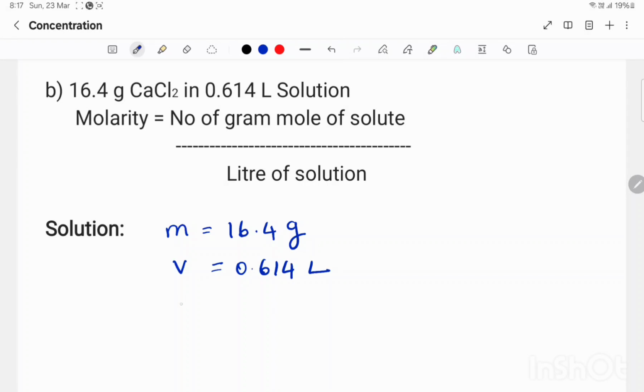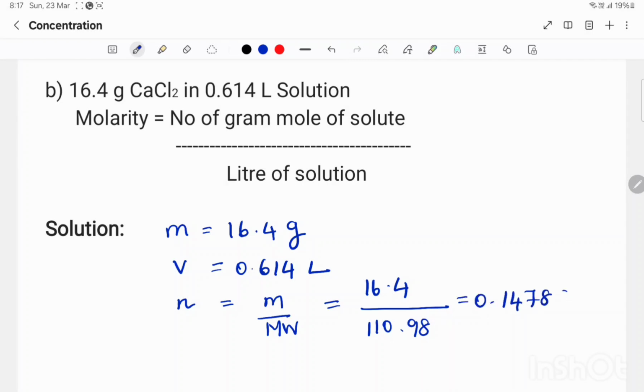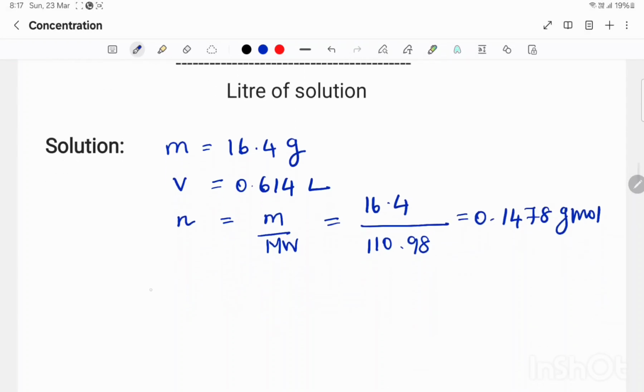So first we have to calculate the number of moles. Number of moles is equal to mass by molecular weight. Mass is given as 16.4 grams and molecular weight of calcium chloride is 110.98. So we will get the answer as 0.1478 gram mole.